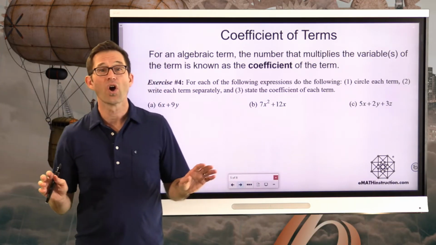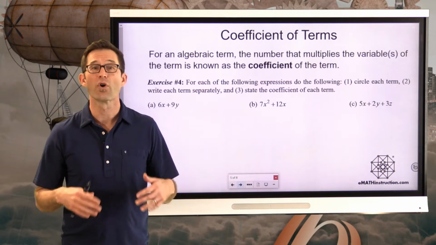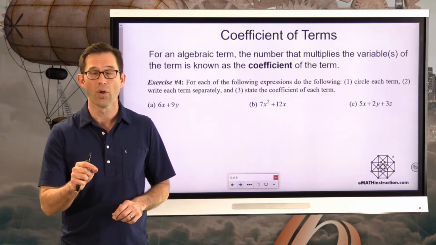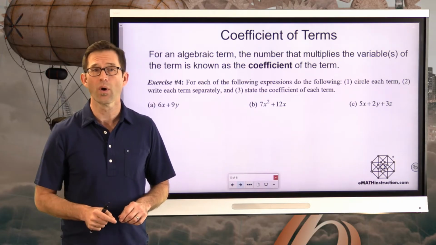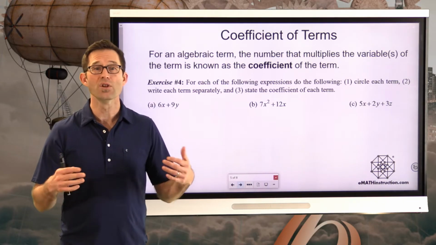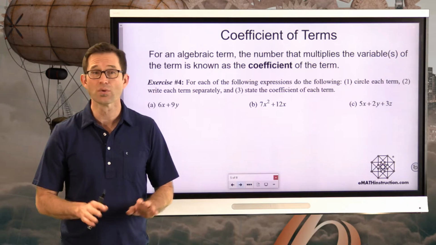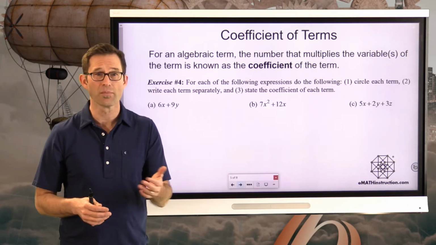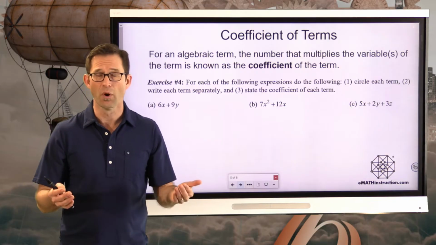All right, so the coefficient of a term. For an algebraic term, the number that multiplies the variable, or variables if there's more than one of them in the term, is known as its coefficient. Okay, so it's real simple. A term is a combination of numbers and variables using multiplying and dividing and exponents.